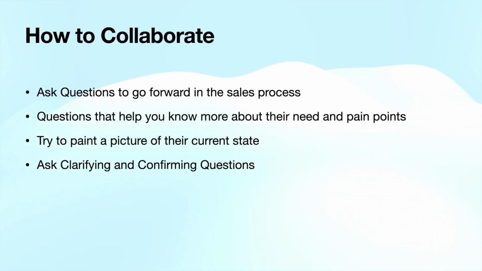So collaborating is asking a lot of questions to go forward in the sales process. So you're going to be asking a lot of the customer about their business, what their pain points are, and really trying to paint a very clear picture of their current state within their selling process. And there's going to be 2 types of questions that are going to be focused on the exam that you're going to want to know, the types of questions and their labels. So these are going to be clarifying and confirming questions.